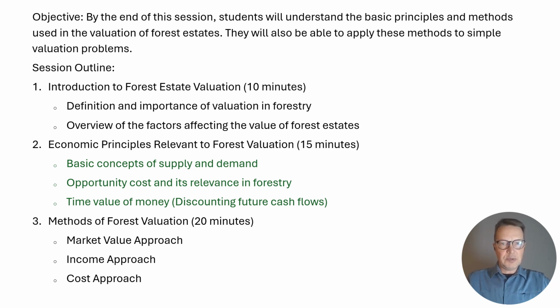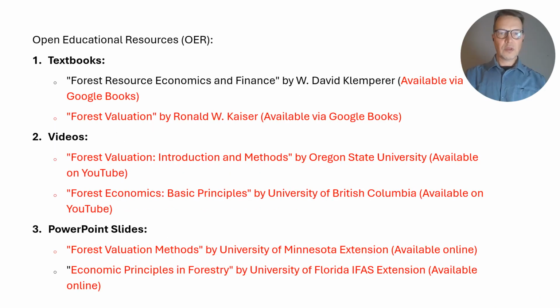Now ChatGPT is proposing first to have some basic principles, basic concepts of supply and demand, opportunity cost and its relevance in forestry, and time value of money, discounting future cash flows. This is really important. So this really makes sense. However, the references, again, are hallucinations.